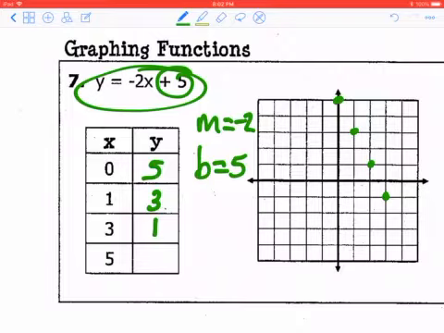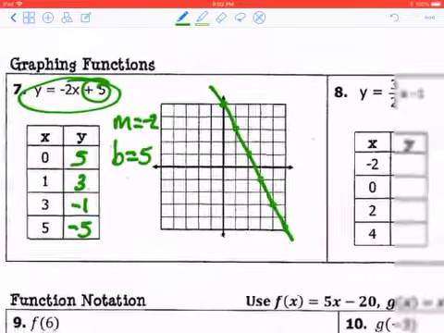Sorry, we skipped 1 there. At 3, it is -1. And at 5, if we go to 5, down 2 over 1, it's going to be right there at also -5. And remember that we would connect it, but the graph would do that part for you.